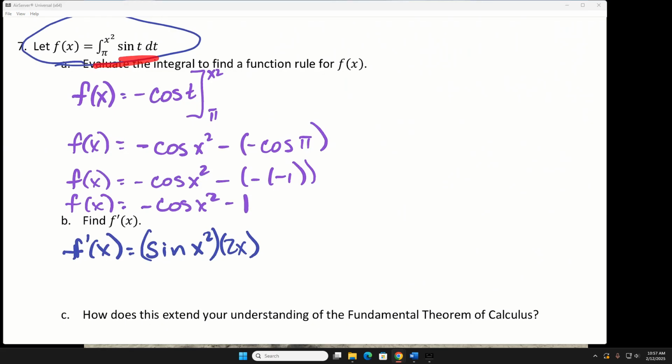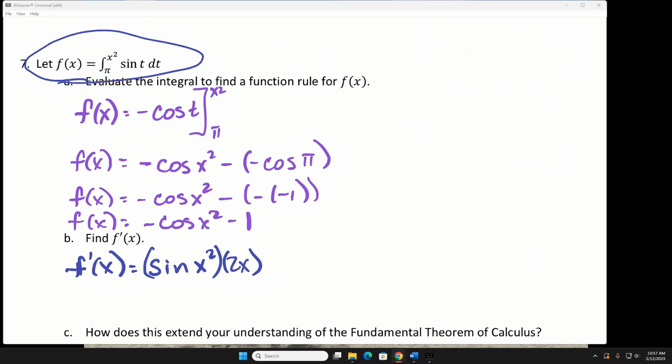All right, so let's think about what we did with the fundamental theorem of calculus 1 when it was a number to just x. What did we do? What did we do with the x?